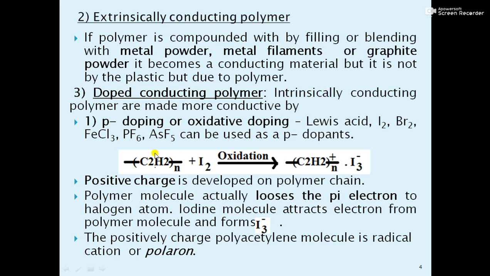As you can see, when iodine reacts with polyacetylene, it results in the formation of polyacetylene with positive charge. Due to that, the conductivity increases. Positive charge is developed on the polymer chain. The polymer molecule actually loses a pi electron to the halogen atom and the iodine molecule attracts the electron to form I3 minus. The positively charged polyacetylene molecule is a radical cation or polaron.